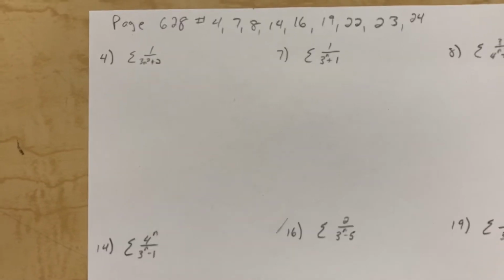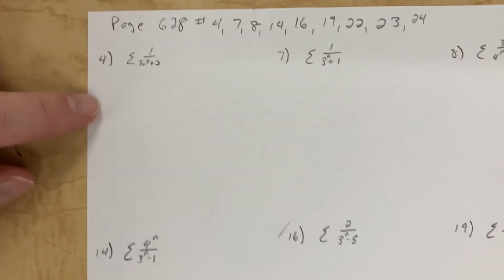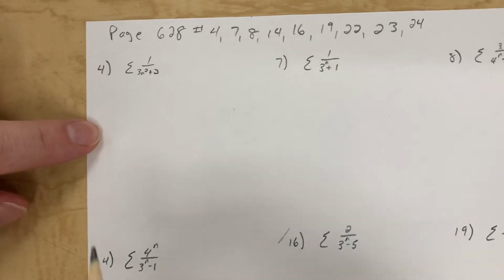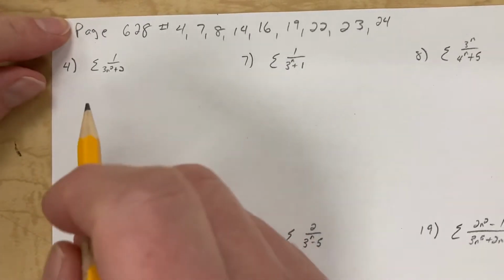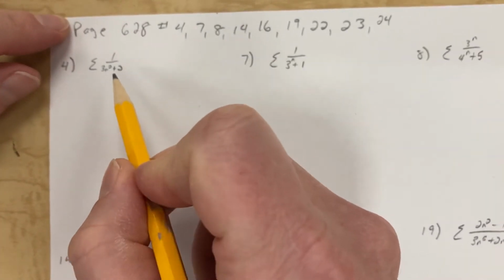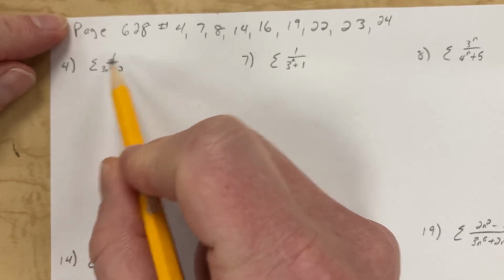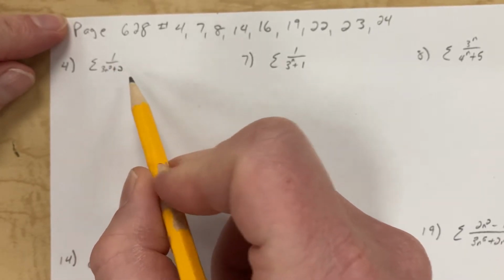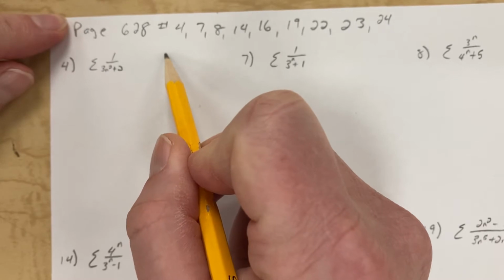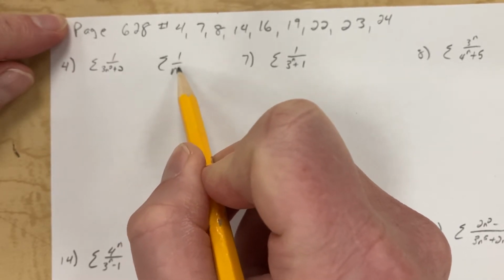These are the answers to page 628. We're doing comparison tests, and the first 4 here ask us to do a direct comparison. So what we're trying to do is figure out a series that would be similar to this. 1 over 3n squared plus 2 is going to be similar to the series 1 over n squared.